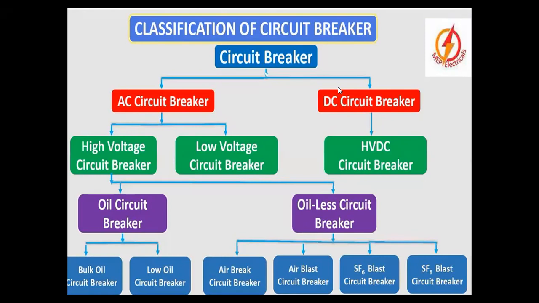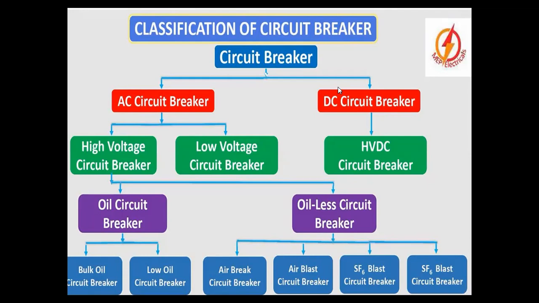First is the AC circuit breaker, and second the DC circuit breaker. AC means the circuit breakers which are used for AC, and the ones used for DC are the DC circuit breakers. These DC circuit breakers are used in HVDC circuits, means HVDC transmission lines. And in AC circuit breakers, again there are two types: the high voltage circuit breaker and the low voltage circuit breaker.